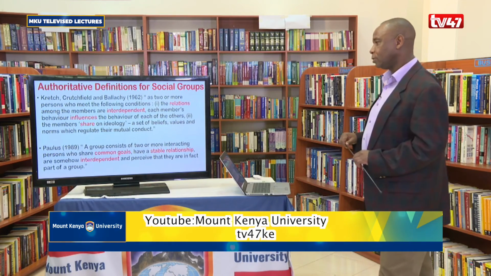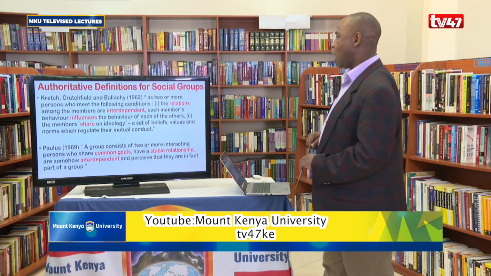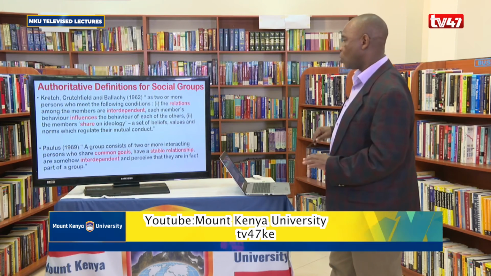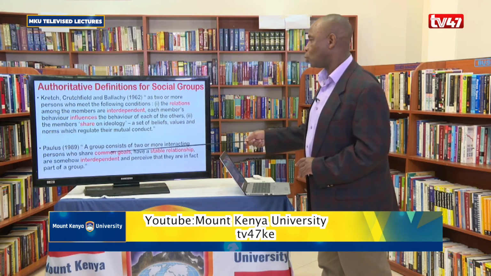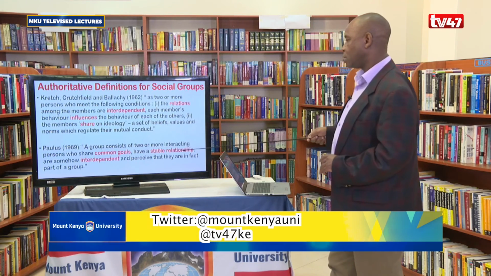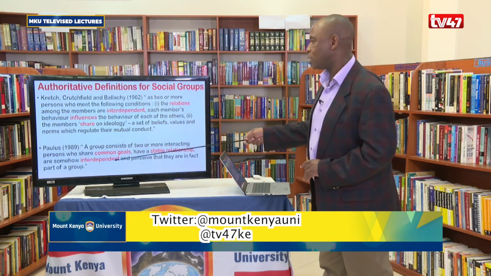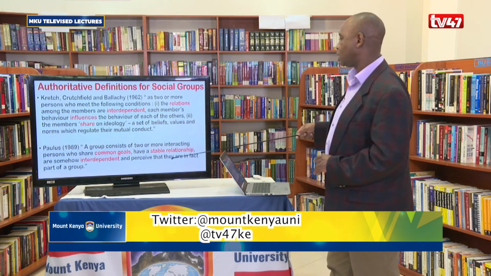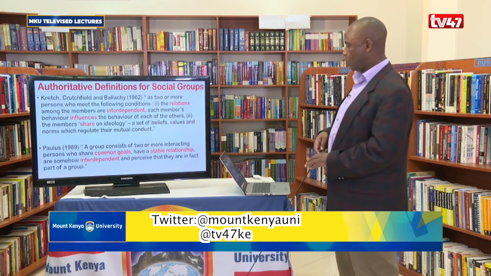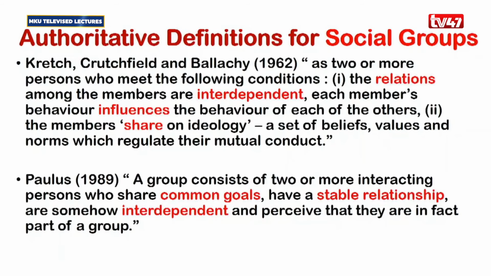How about Paulus in 1989? A group consists of two or more interactive persons who share common goals, have a stable relationship, are somehow interdependent, and perceive that they are in fact a part of a group. Those are authoritative definitions of social groups.